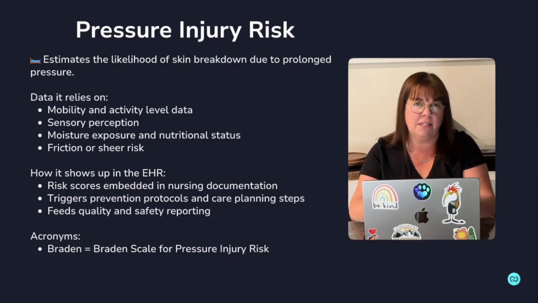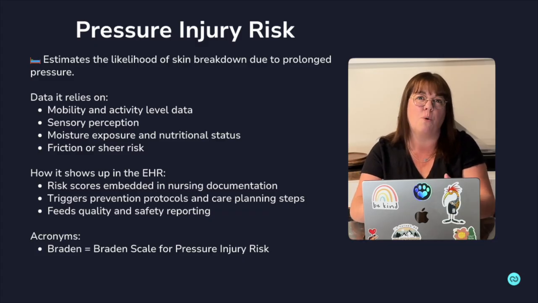Another one that is commonly used that is focused on day-to-day care is pressure injury risk. These scores look at a patient's ability to move, sense discomfort, and maintain skin integrity, all of which affect how long pressure may remain on one area of the body. The Braden score is one example, and this one considers mobility, activity level, sensory perception, moisture exposure, nutrition, and friction or shear risk to estimate the likelihood of a skin breakdown.